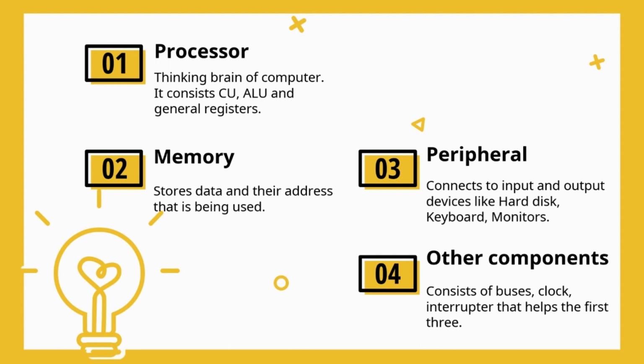And then we have the general register. General registers are where all our data is actually stored, like when we say 32-bit or 64-bit. We are talking about these registers, how many bits are there in the registers. Then we have memory. Now we come to memory.